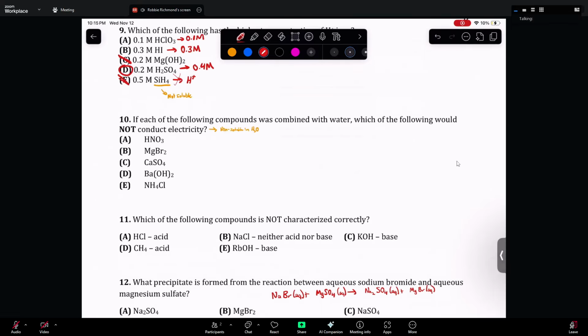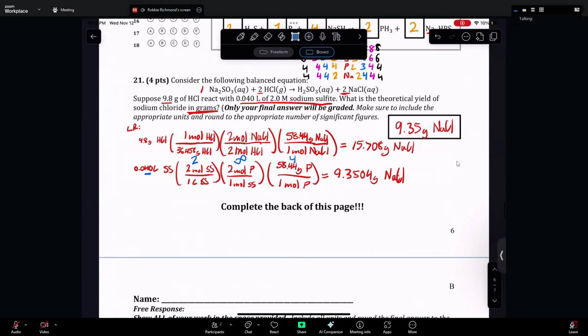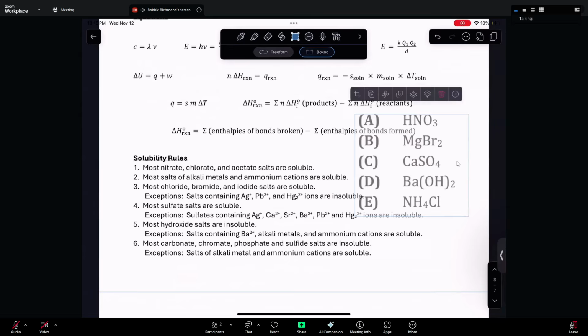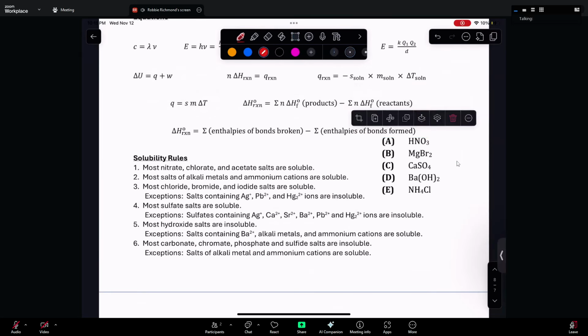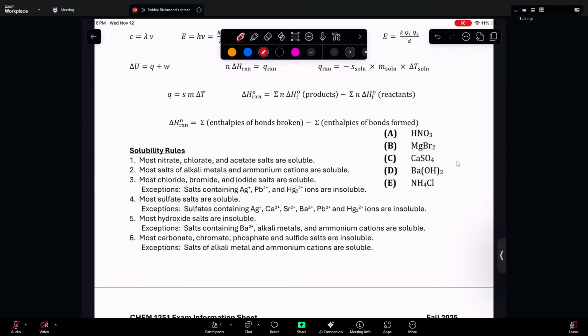Question 10, which of the following compounds would combine with water? Which of the following would not conduct electricity? And basically, this is just checking your solubility rules. So let's do it. When I'm checking my solubility rules, I just go sequentially from top to bottom. So let's look at nitric acid. Most nitrate, chlorate, and acetate are soluble. No exceptions there. So that's going to be an electrolyte.